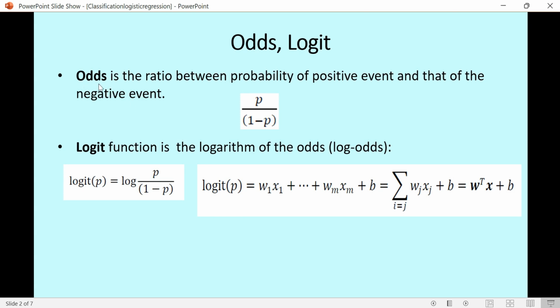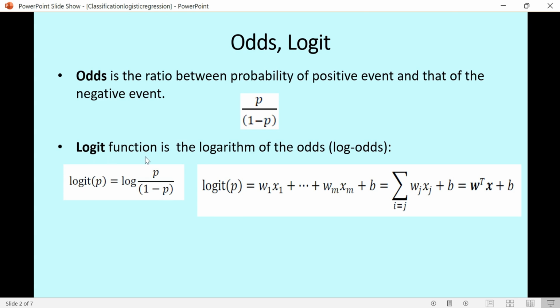First we have to understand what odds are. If p is the probability of the positive event, then 1 minus p is the probability of the negative event. For example, p is the probability of having cancer, and 1 minus p is not having cancer. The division of these two is called the odds, the ratio between the positive event's probability and the negative event's probability.